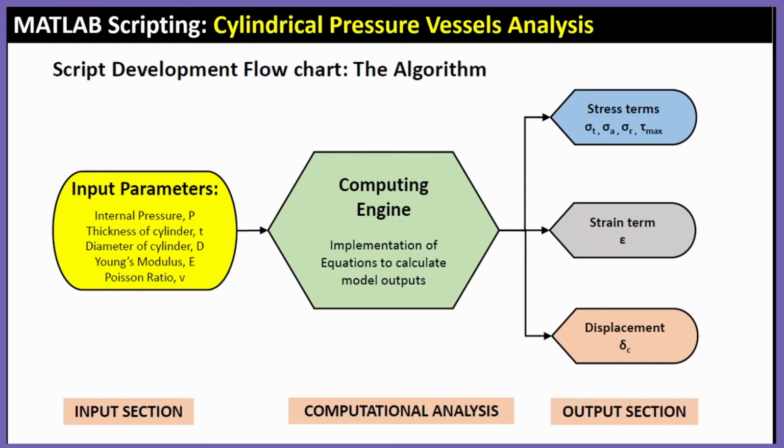Since we want to develop a script, there has to be an algorithm, a flow chart that defines how our script would work. So what I would want to recommend is you divide the creation of your script into 3 sections: the input section, the computational engine where you implement the equations in the model that we are looking at, and then a display section or an output section where you show the result.